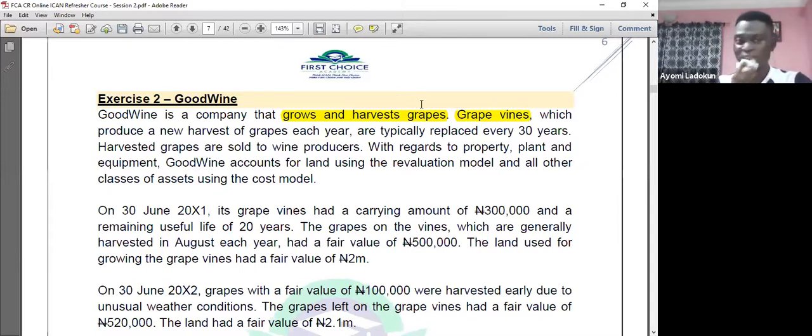Somebody is saying something here. Please, which standard applies to unharvested produce growing on a bearer plant? Obviously, that's IAS 41. That's it. That's IAS 41. Thank you. Okay, so let's move on.